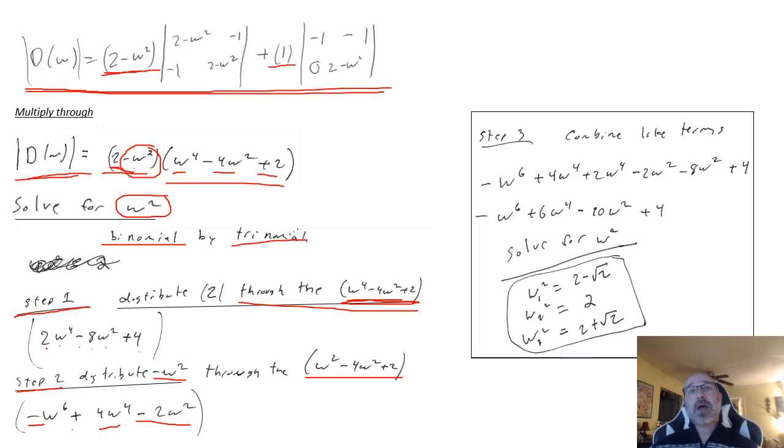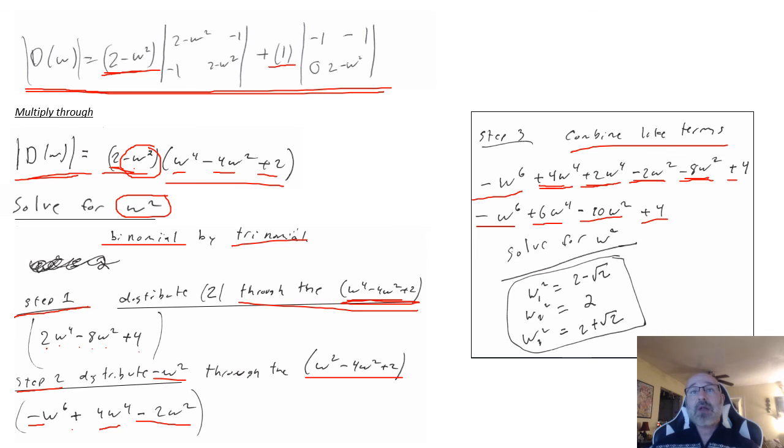So then we can combine our like terms when we put these two together, add them together, and we end up with a negative omega to the 6th plus 4 omega to the 4th plus 2 omega to the 4th minus 2 omega squared minus 8 omega squared plus 4. We can reduce this down, combine like terms here. We end up with negative omega to the 6th plus 6 omega to the 4th. When we combine our 4 omega to the 4th and 2 omega to the 4th, that becomes 6. Then we can combine our omega squareds here to get a negative 10 omega squared plus a 4 there.